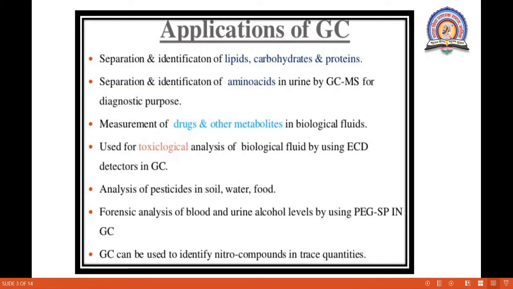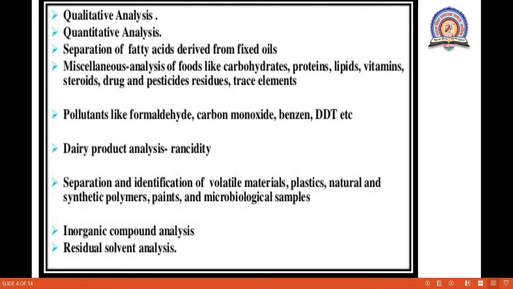Forensic analysis of blood and urine alcohol levels by using the gas chromatographic technique. Gas chromatography can be used to identify nitro compounds in trace quantities. So these are some applications of gas chromatography.